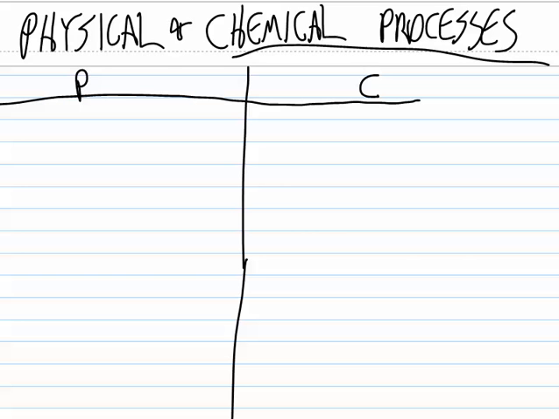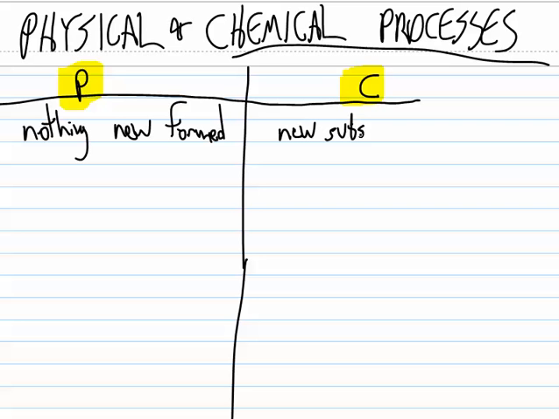So let's say you're talking about separating things and you're going to use physical or chemical processes. You need to know the difference. The difference is pretty simple. In a physical process, you get nothing new. You get no new substance. So no new substance is formed. In a chemical process, well, surprise, in a chemical process, a new substance is formed. So let's give an example of each of those.